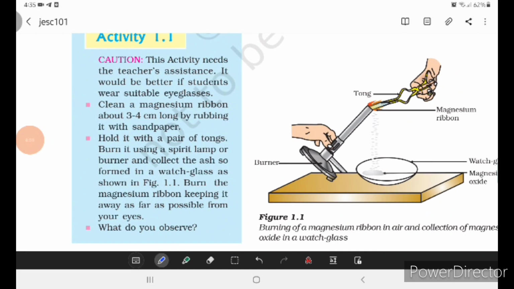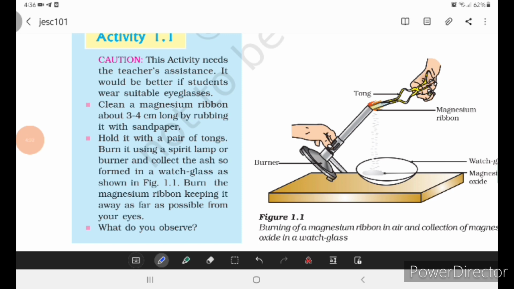In this activity, what they are saying is that firstly we need a magnesium ribbon. Clean a magnesium ribbon about 3 to 4 centimeters long by rubbing it with sandpaper. Take a sandpaper and take a magnesium ribbon. Rub the magnesium ribbon with the help of the sandpaper. Hold it with a pair of tongs. Burn it using a spirit lamp or burner and collect the ash so formed in a watch glass as shown in figure 1.1. Burn the magnesium ribbon, keeping it away as far as possible from your eyes.